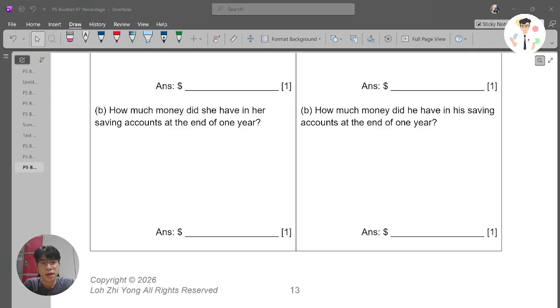Now, I hope that through this video, you have learned more about percentages involving money, and that you know these four situations well: the normal situation, the GST, the discount, and the annual interest. I hope you learned something, and let's try out some of the questions here. Thank you. See you. Bye bye.